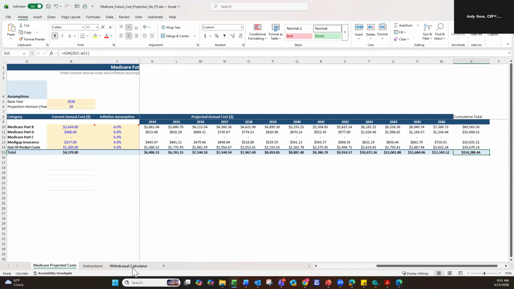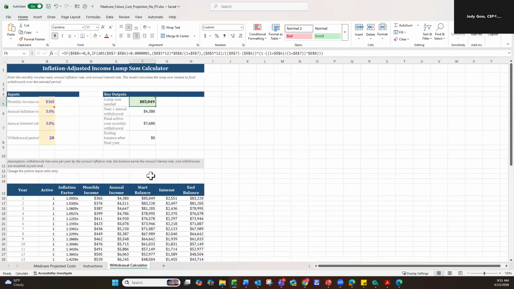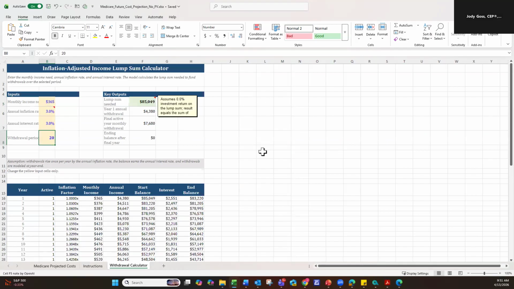clients. We've also included in this a worksheet that shows what it would take in present dollars based on monthly inputs of the cost, inflation rates, annual interest rates, a timeline of 20 years, how much they should plan on setting aside today for those future costs.